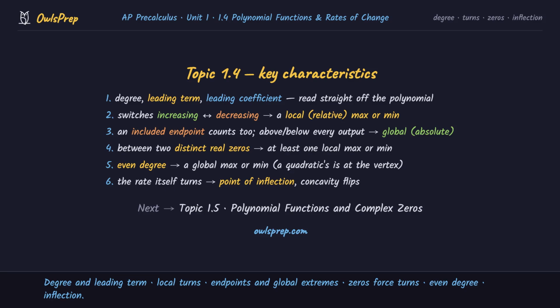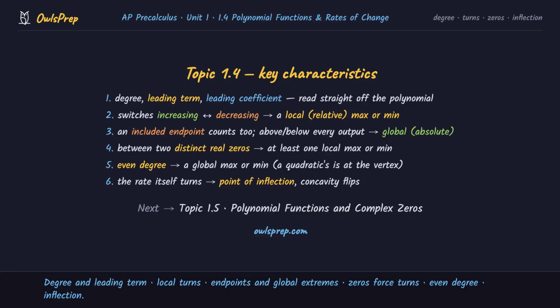So those are the key characteristics of a polynomial function tied to its rate of change. 1. The degree, leading term, and leading coefficient, which you read straight off the polynomial. 2. Wherever it switches between increasing and decreasing, you get a local maximum or minimum. 3. An included endpoint of a restricted domain counts as one, too, and any local extreme that beats every other output is the global one.